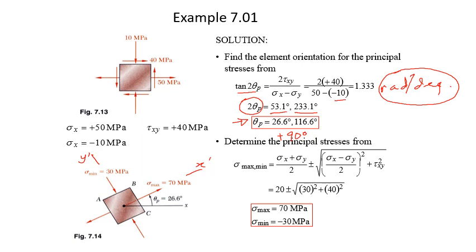The values: sigma x plus sigma y over 2, sigma x is 50, sigma y is minus 10. So 50 minus 10 is 40, divided by 2 gives you 20. Then sigma x minus sigma y, 50 minus negative 10, gives you 60, over 2 will be 30. So you have 30 squared, and tau xy is positive, so it's positive 40 squared. If you solve the problem, you get the maximum value is 70 and the minimum value is minus 30.